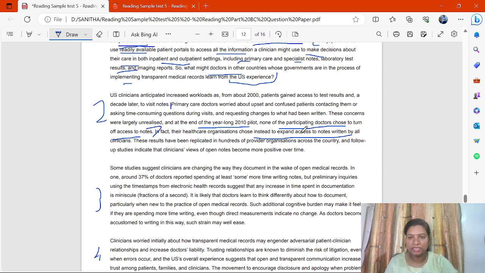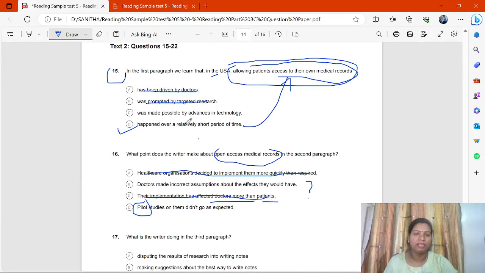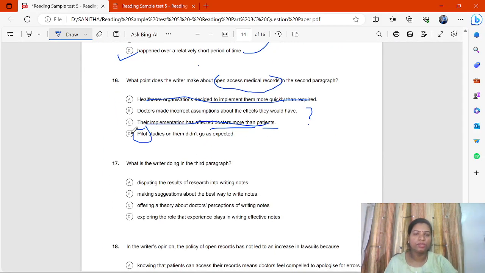Here, it is not discussed about any pilot studies. They said the end of the year-long 2010 pilot, something like that. Okay, not discussed about any studies they underwent, so you can eliminate this option. Doctors made incorrect assumptions about the effects they would have. Only that one option is matching with these options, so you can eliminate this option.